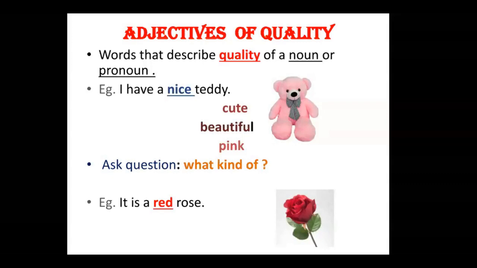Now look at the rose. Rose is a noun here. And when we ask the question, what kind of rose is it? It is a red rose. Okay. We can also write, what kind of rose is it? It is a beautiful rose. It is a small rose. So these words tell us about the quality of a noun. The words which tell us something special about a noun are known as adjectives of quality.